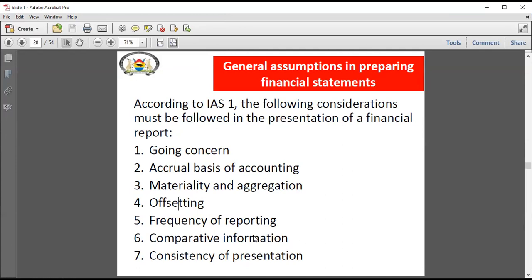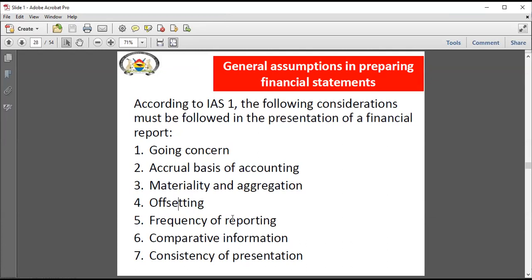Now, offsetting comes in where receivables can be offset against trade payables. For example, if I have an outstanding amount to pay to MTN for my data, we may agree to offset it by the invoice that I'll be giving them for repairs and maintenance. So just a principle like that.